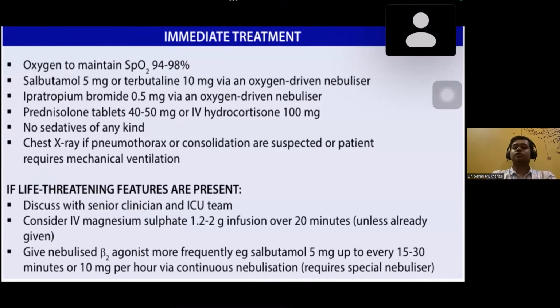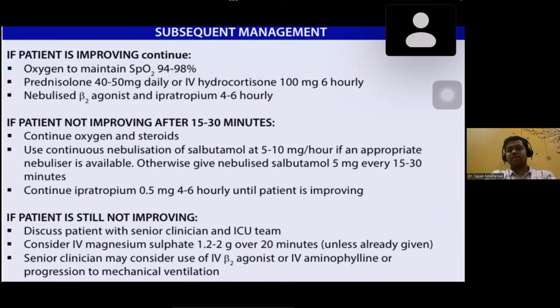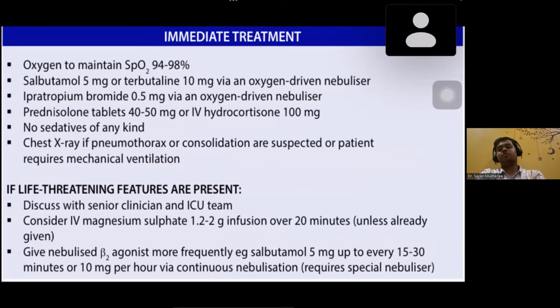And there's something else that's also given in the next slide. See the third point, patient is still not improving. IV MgSO4 is mentioned, and you can also give IV aminophylline and IV beta-2 agonist, like IV salbutamol. These are certain medications that are used. So you must remember oxygen, salbutamol, ipratropium bromide, prednisolone, and then if nothing happens, you escalate to magnesium sulfate and IV salbutamol. Rarely you can give IV aminophylline because aminophylline can cause arrhythmias. So you don't want to give aminophylline in a setting where you don't have the support to handle an arrhythmia.